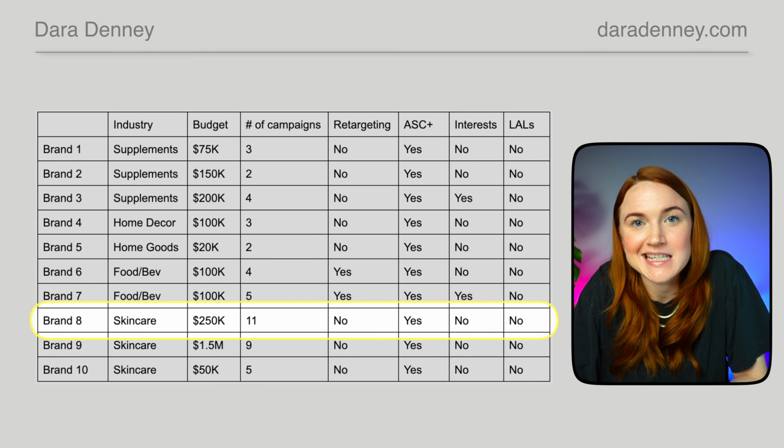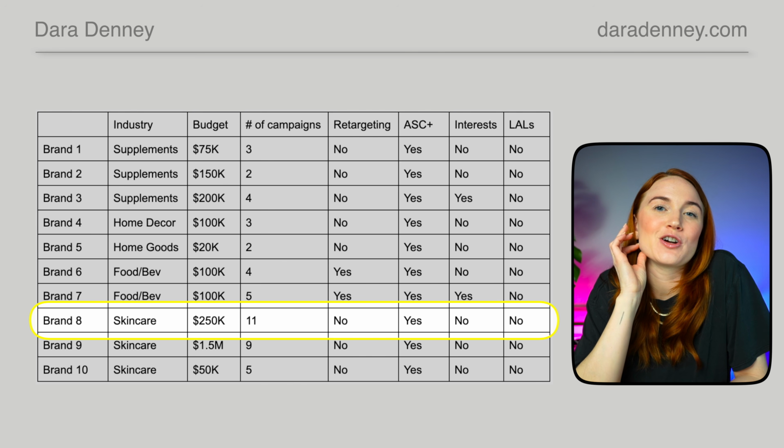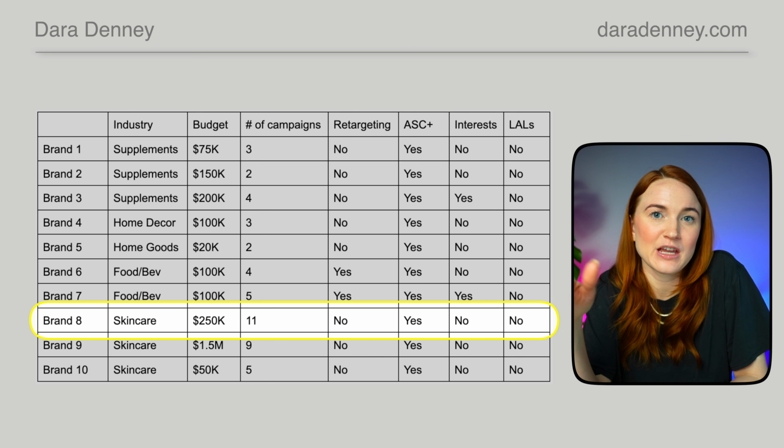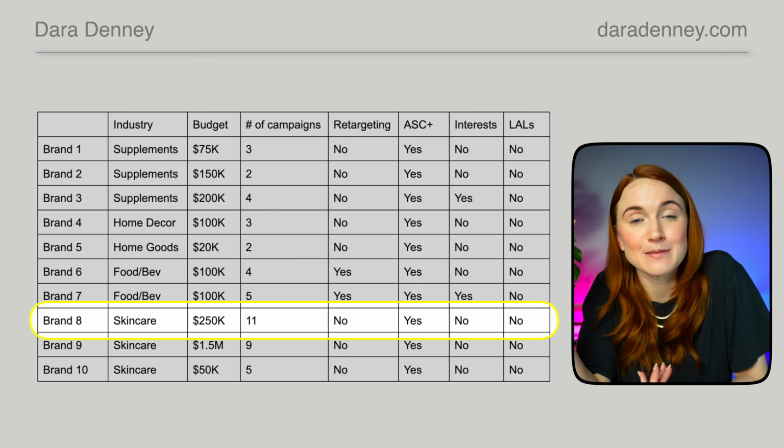For brand number 8 in skincare, I said that they weren't doing any retargeting, but they did have a loyalty campaign, which means that they were targeting current and past customers. Sometimes people lump this into retargeting, but I do consider it more of a loyalty campaign since you've already acquired those customers before in the past.